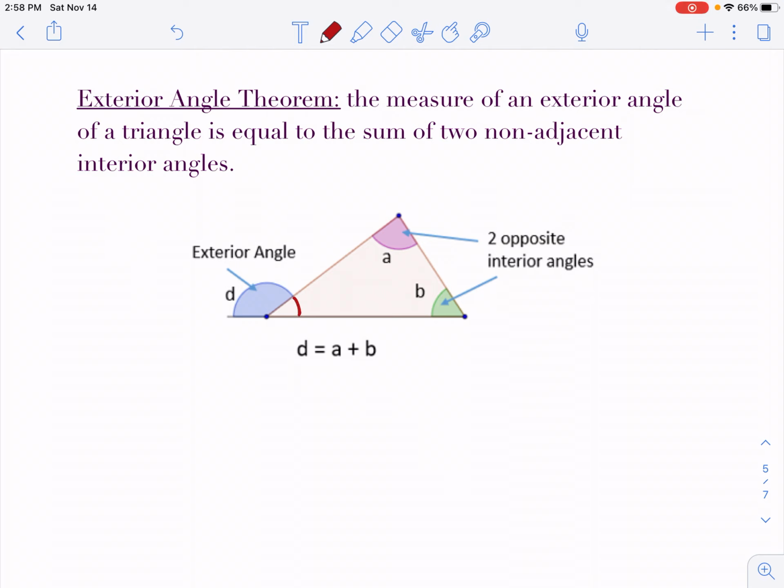This red angle would be an adjacent interior angle to angle D. It is right next to that angle D. A and B are two opposite interior angles. They are non-adjacent and not next to angle D. One thing that is true about any exterior angle in a triangle is that it is equal to the sum of the two non-adjacent interior angles. So angle D is equal to the measurement of angle A plus the measurement of angle B.